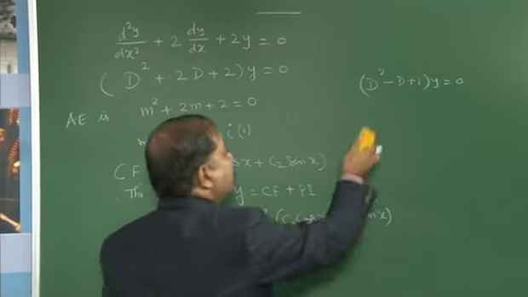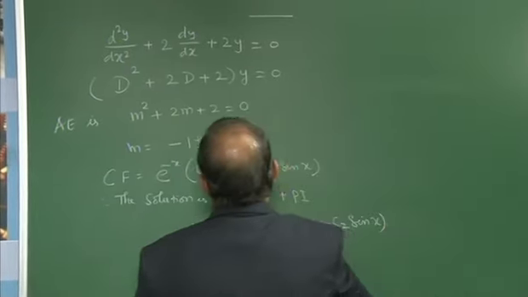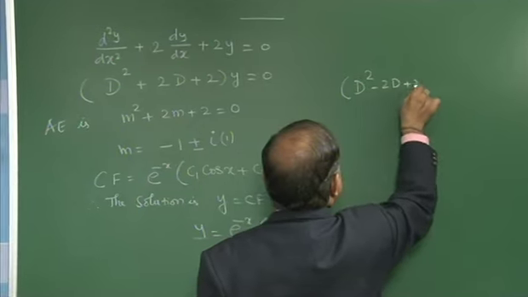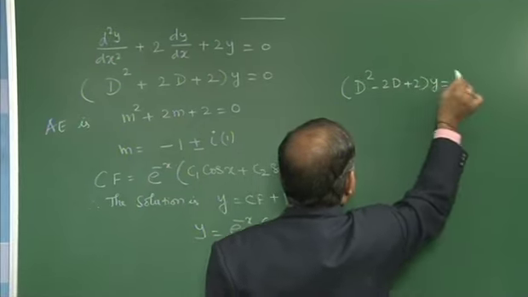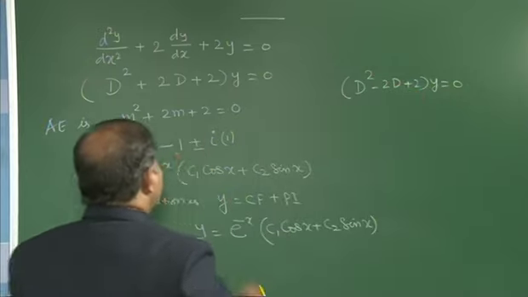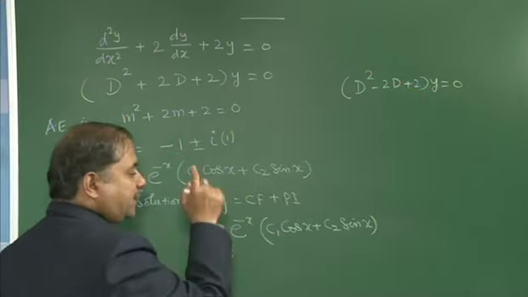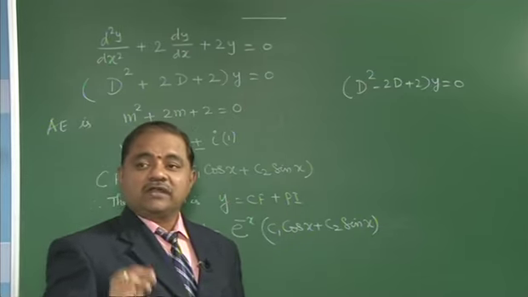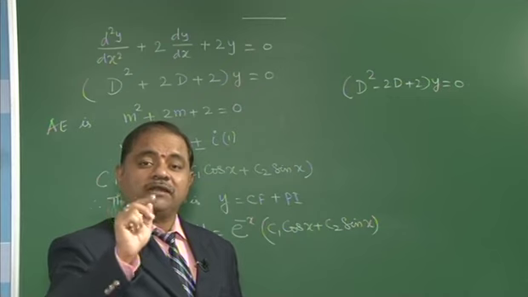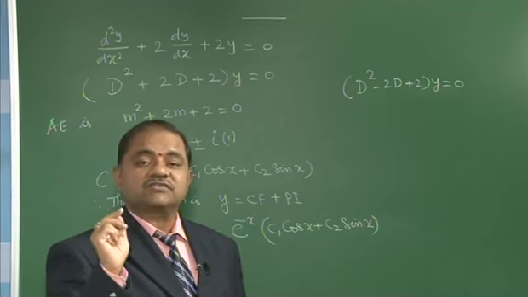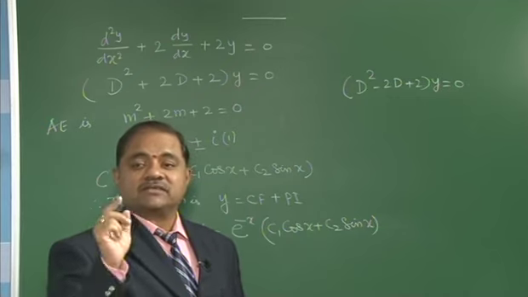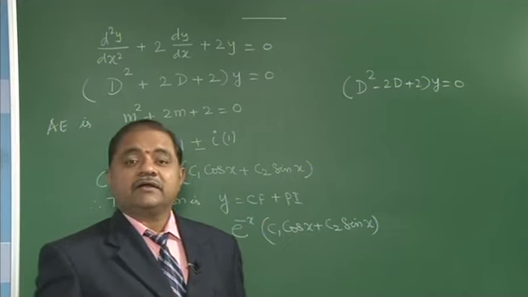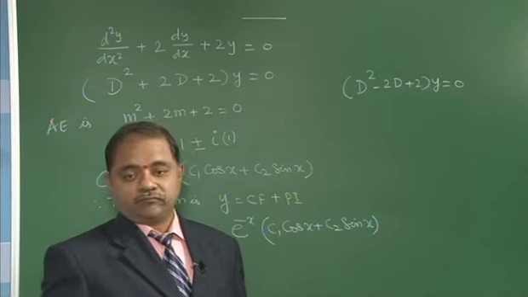Same way as the homework, as I said in the previous problem, you take D squared minus 2D plus 2 into y. It gives you the answer 1 plus or minus i, same way we can do it. So, in the last class we covered unequal roots, equal roots, and now complex roots, but of course all the problems you have taken are of second order.